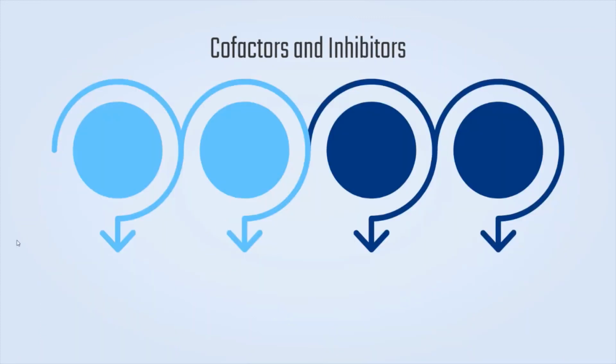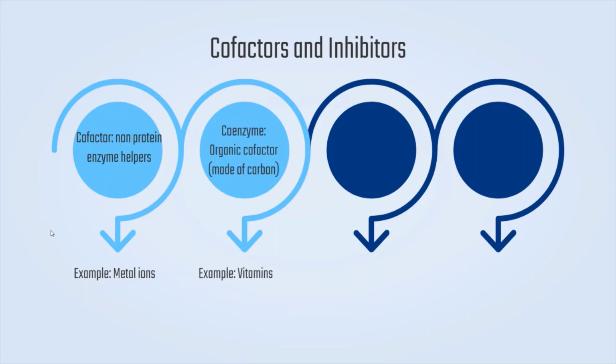Now let's talk about things that can affect how an enzyme functions, and these include cofactors and inhibitors. So a cofactor is any non-protein enzyme helper, and an example of this would be metal ions. However, if this cofactor was organic, or made of carbon, in biology it would be called a coenzyme. An example of this would be vitamins.